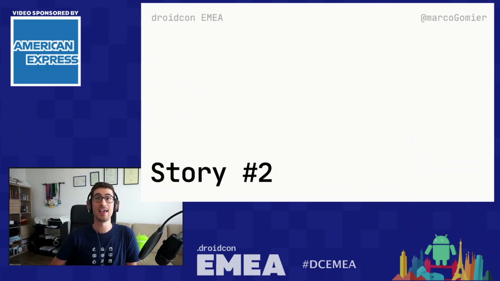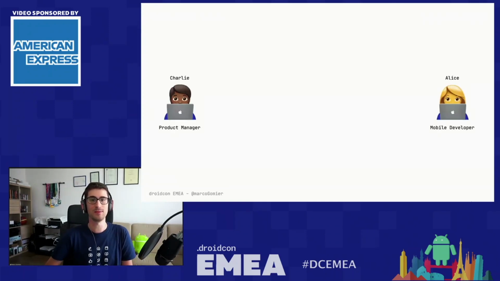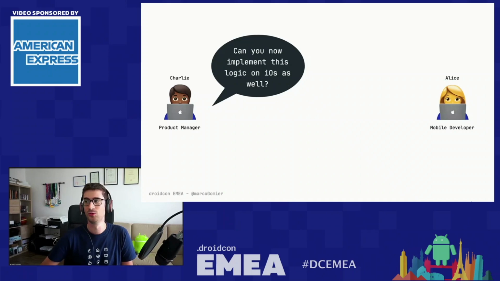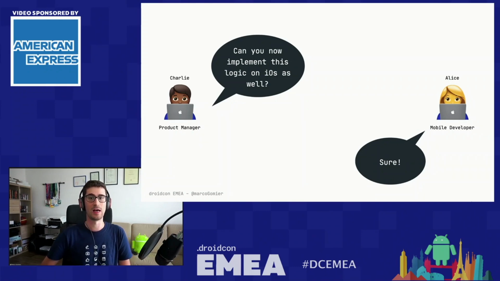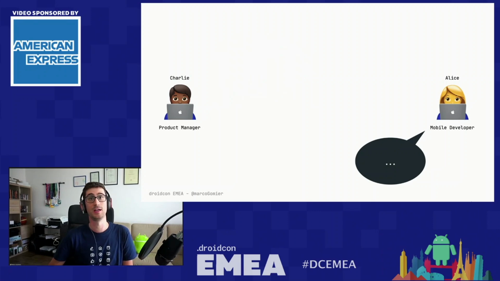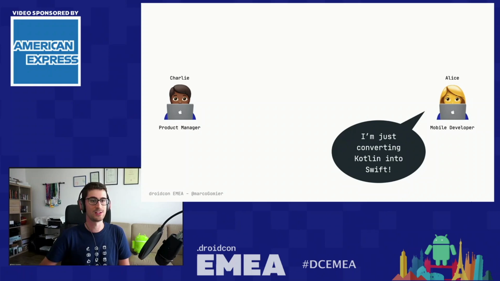And I have another story for you. This time there is Charlie, a product manager. He asked Alice to develop a new iOS feature, the same one she has already developed on Android. For Alice, it's not a problem at all, because she knows both platforms. But she soon realized that apart from UI code, she's just translating Kotlin into Swift, and this is boring stuff.